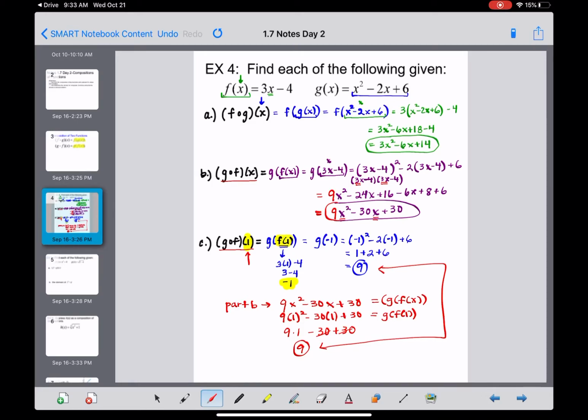So hopefully you were wondering how I got a 6 up there. You were screaming at the computer screen, okay? So I apologize for that. So again, when you have a number after it, you're not multiplying by that number, you're subbing that number in. So you have a couple options there.